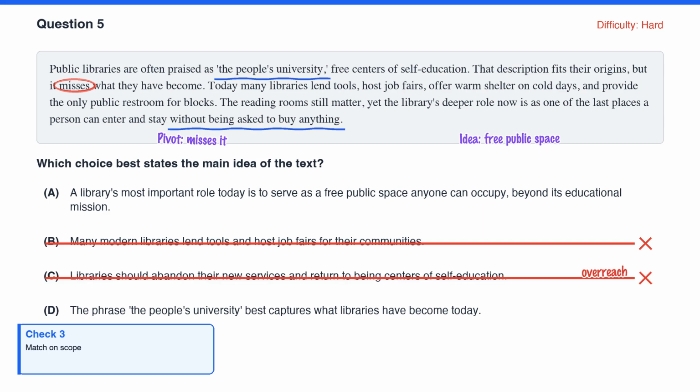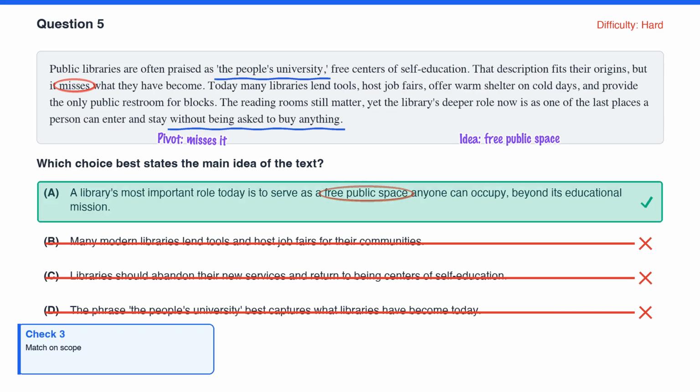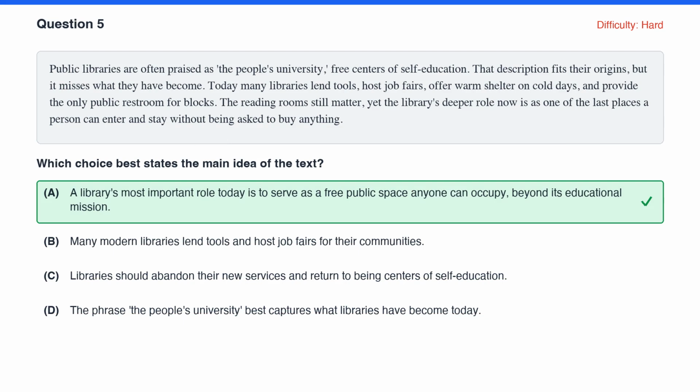Push it aside. D says the People's University best captures what libraries have become, but the text says that phrase misses what they've become, so D contradicts it outright. Strike that. A says the library's main role today is a free public space beyond education. That's our sentence. A takes it. A names the new role at full scope. D is the nastiest trap. It hands you the famous phrase the passage just told you to distrust.